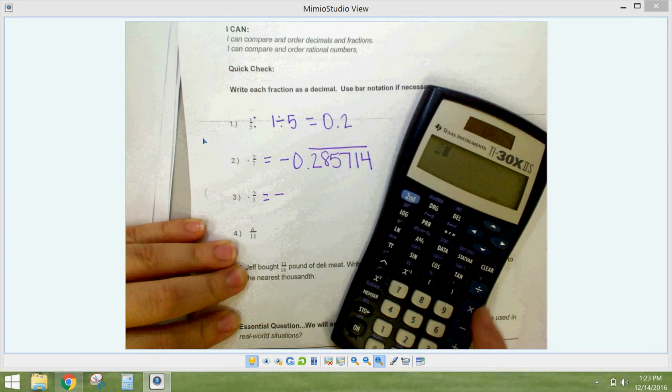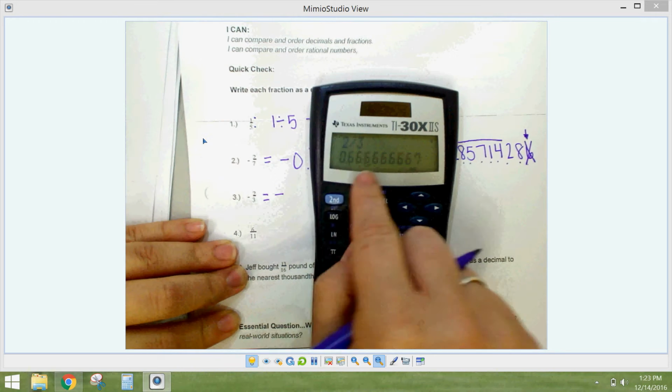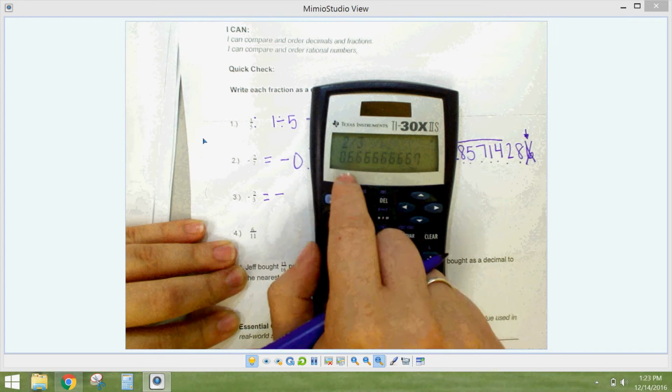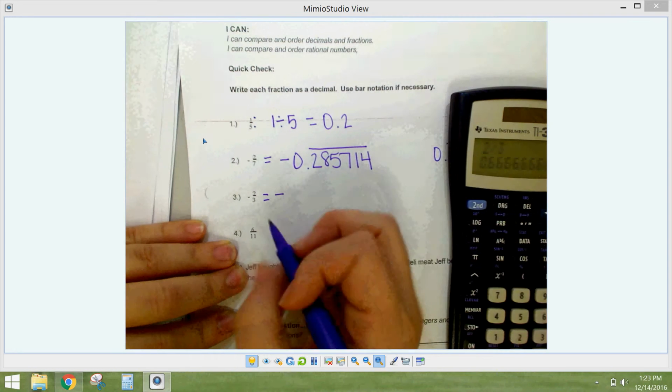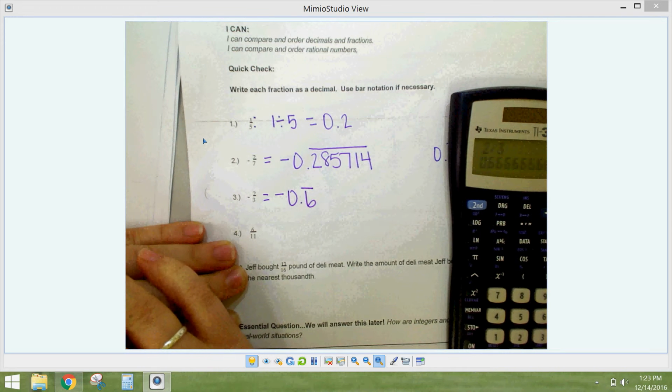I'm going to do 2 divided by 3 equals, and once again, it rounded that last number, but we're just going to ignore it, so it's just 6/10 repeating. 0 and 6/10 repeating.